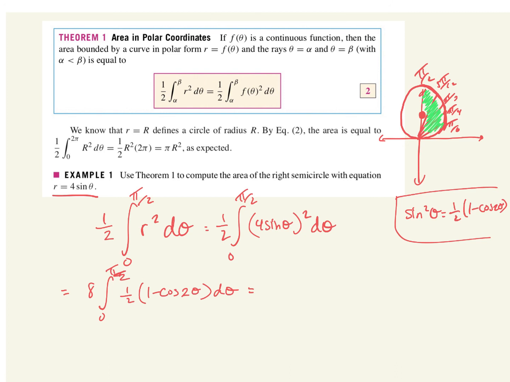So cos 2 theta, cos goes back to a sine, divide by the 2 for the linear chain rule. The 1, also don't forget about that, becomes a theta. Okay? So I have a 4, the 8 and the 1/2 come together, theta minus sine 2 theta divided by 2, from 0 to pi over 2.